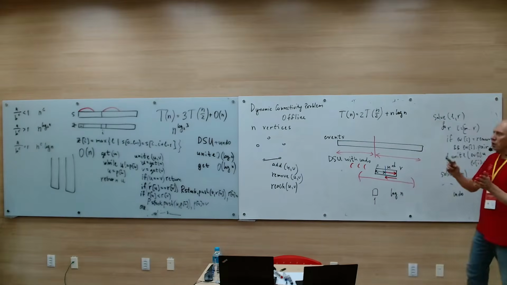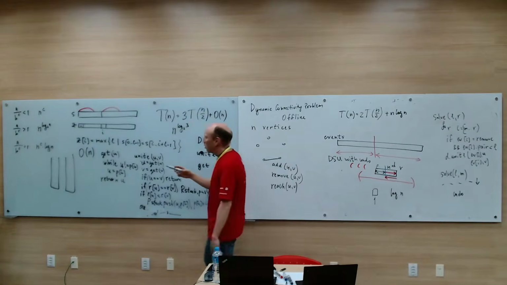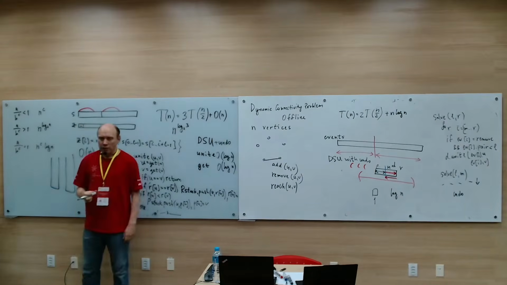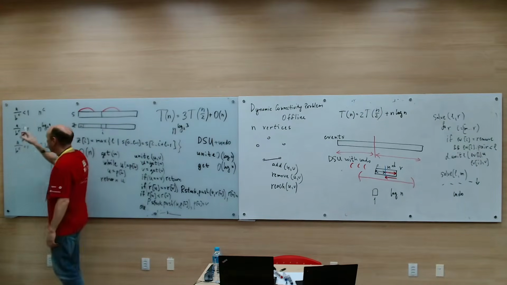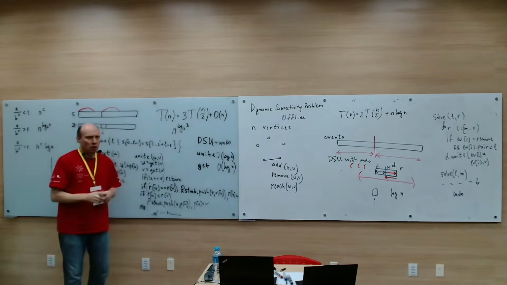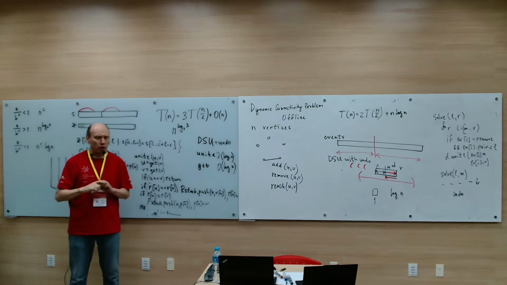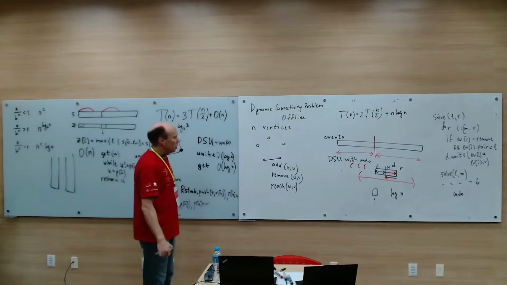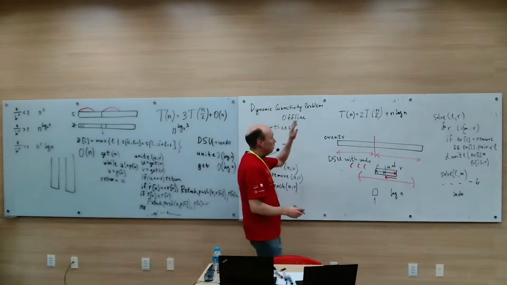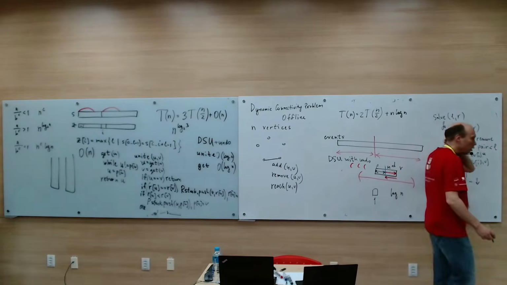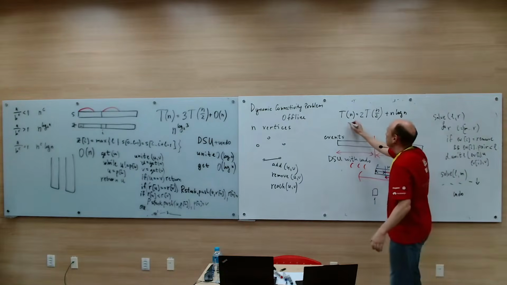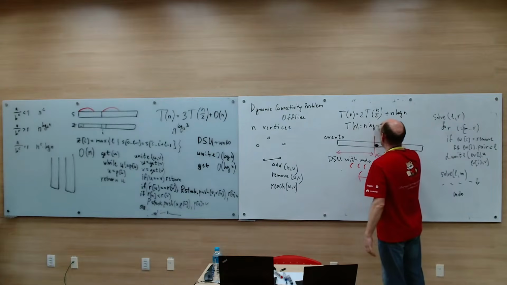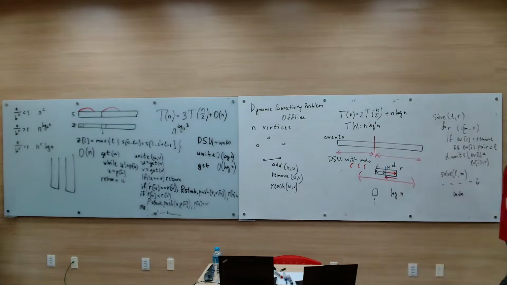This is not exactly as it is written in the master theorem because it doesn't have an option for the logarithm there, but it doesn't change a lot here. This logarithm doesn't matter a lot, so T of n is n logarithm squared. So that's it. That's the dynamic connectivity problem offline.